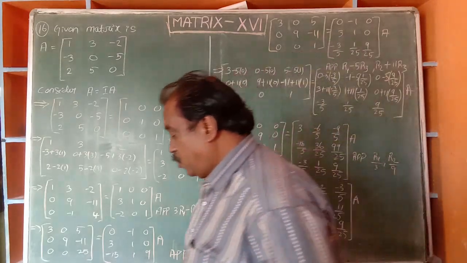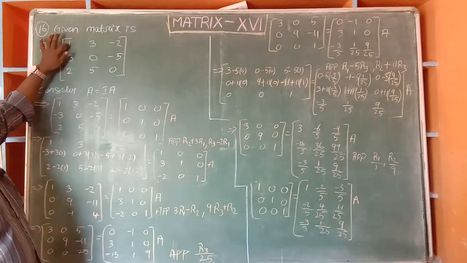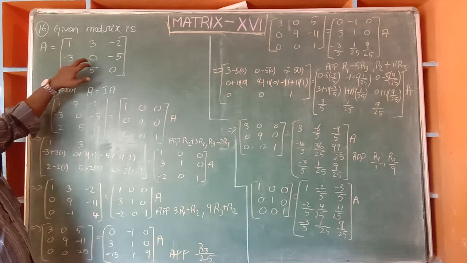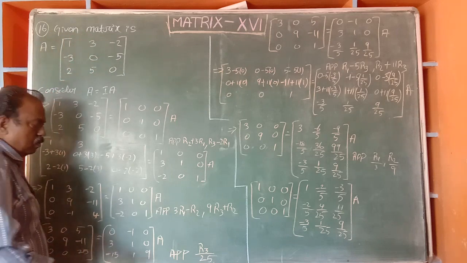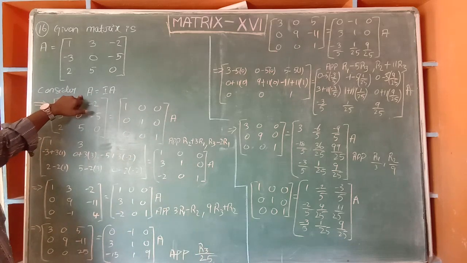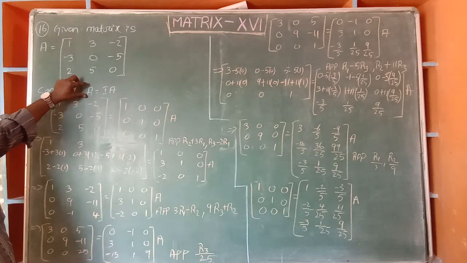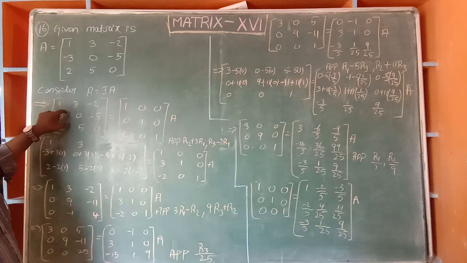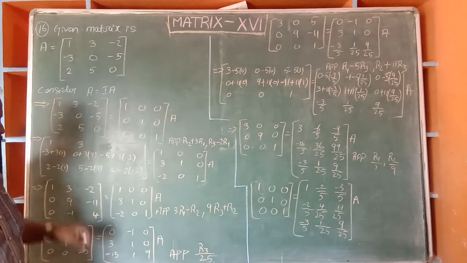Now 16. The given matrix is 1 3 minus 2, minus 3 0 minus 5, 2 5 0. As usual, consider A is equal to I into A. It is the procedure. A is the given matrix. I have to take I, 1 0 0, 0 1 0, 0 0 1, into A.